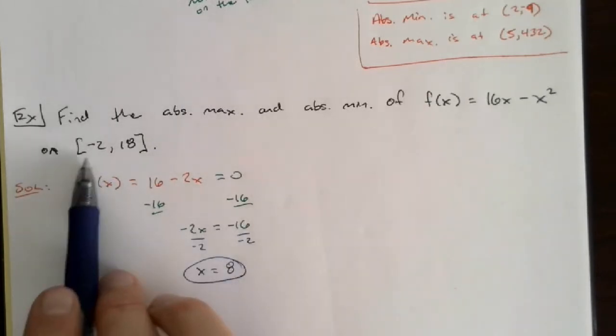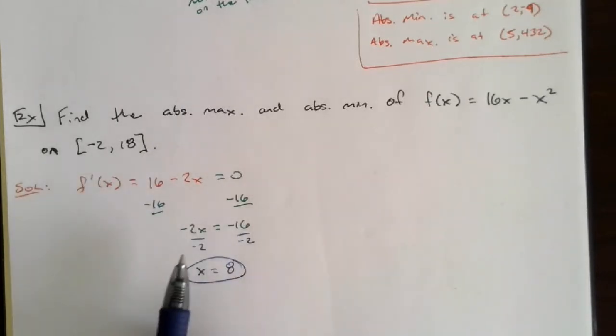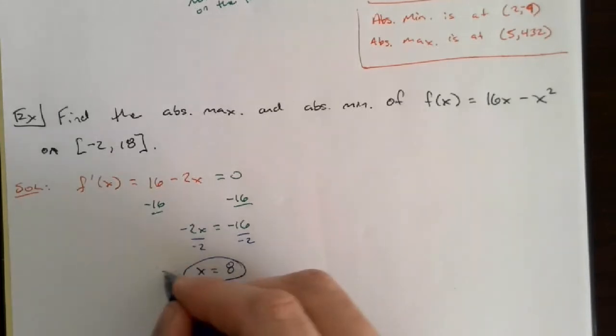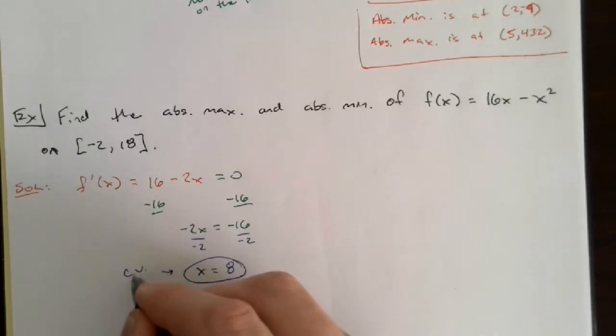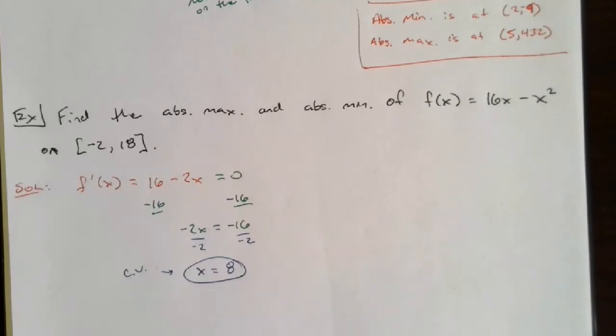Now make sure, does it fall in our interval from negative 2 to 18? Well, in this case it does. And it's the only critical value, right? So we got one critical value here, CV for critical value. And that's okay. You can have only one. You could have none. You could have no critical values fall over your interval, and that's okay too. This is the one that we got for this function over the interval from negative 2 to 18.